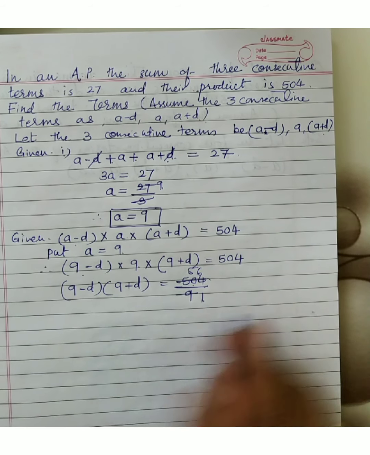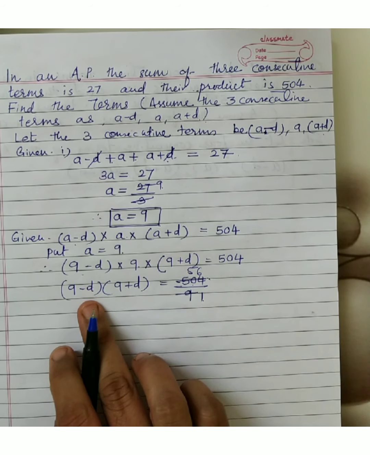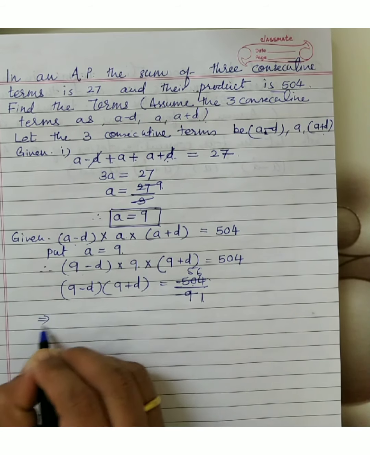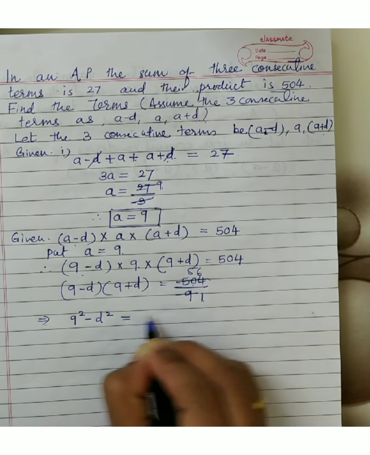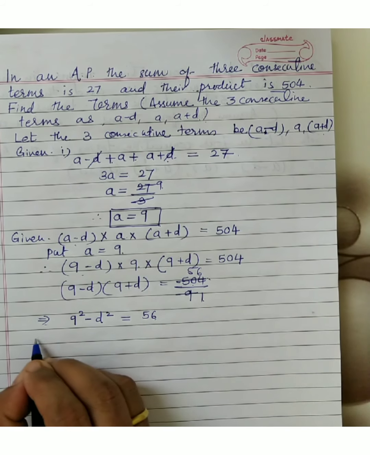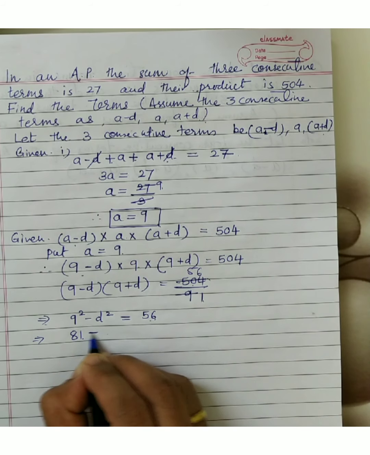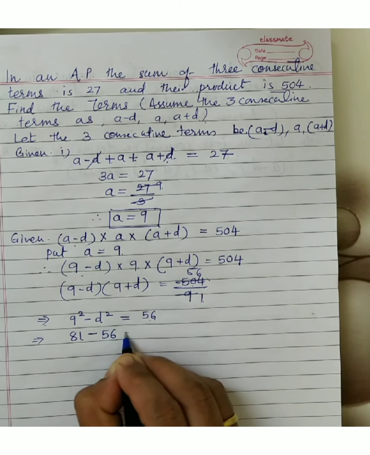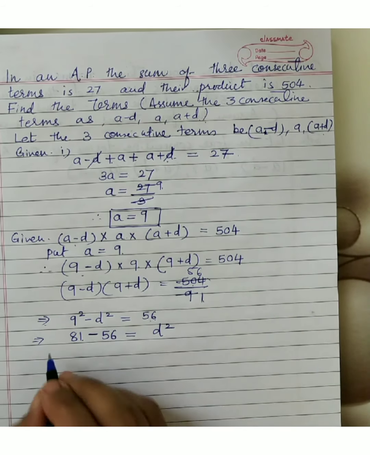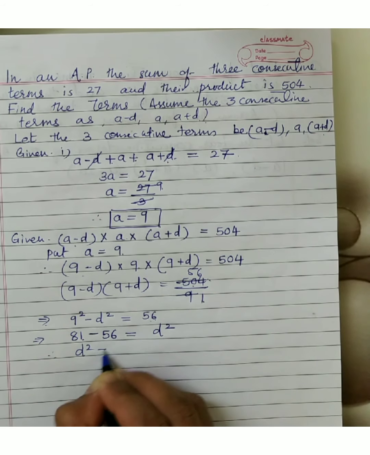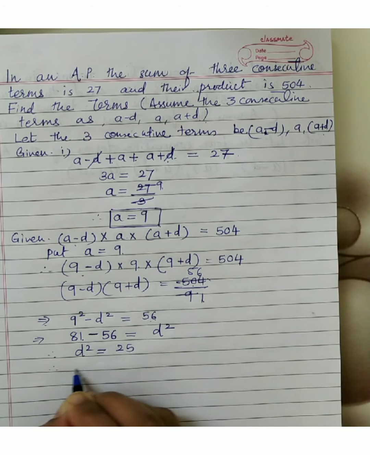Now here also you observe 9 minus D, 9 plus D. So A minus B, A plus B. What is that? A square minus B square. So here we'll use the formula. This will give you 9 square minus D square is equal to 56. That gives you 9 square is what? 81. Okay. 56 I am bringing to the left hand side. So 81 minus 56 is equal to minus D square taken to the RHS plus D square. Therefore, D square is 25.